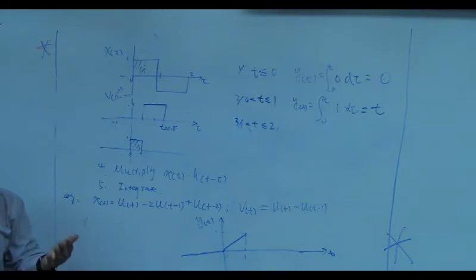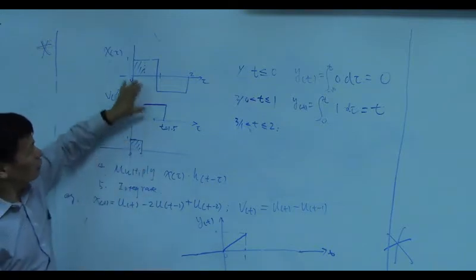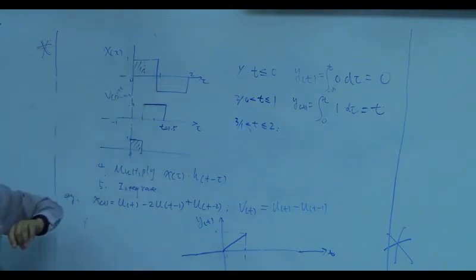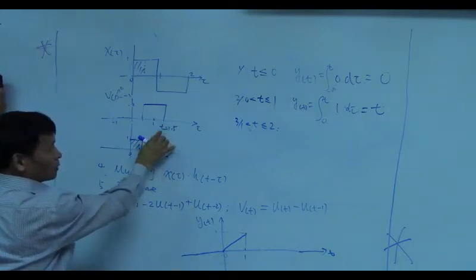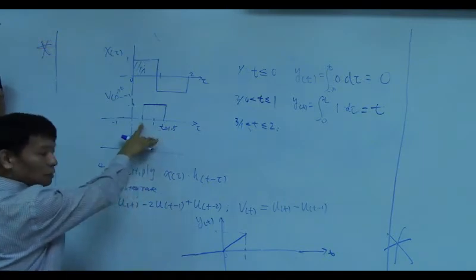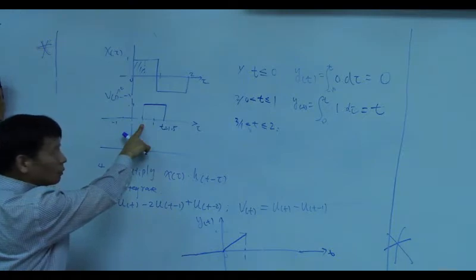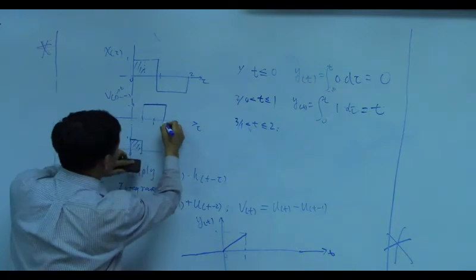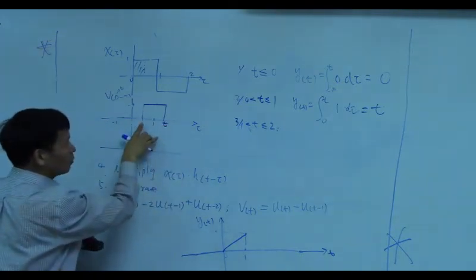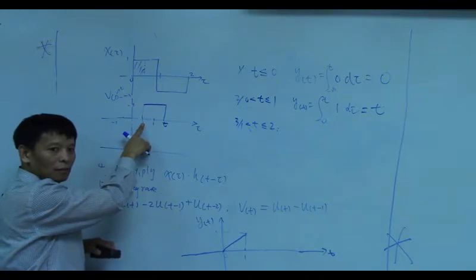What's the next step? Multiply, right? We multiply this signal with this one. Well, let's see what we have. This one here equals 1. This one here equals t. What is this value? 0. It's between. This one here is t. This one is 1. What is this value? 0.5? Huh? Is it 0.5?